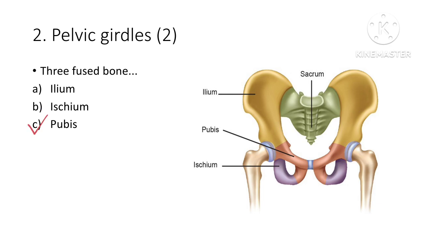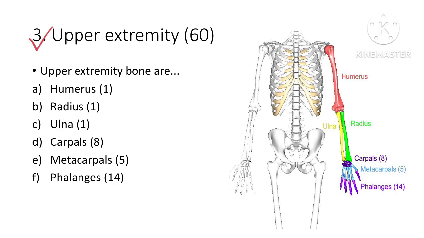The pubis is the anterior part of the hip bone, forming the anterior part of the acetabulum and joining with the opposite pubis at the pubic symphysis. The upper extremity, also known as the upper limb or arm, is the part of the body that extends from the shoulder to the fingertips. It consists of several bones, including the humerus, radius, ulna, carpals, metacarpals, and phalanges.